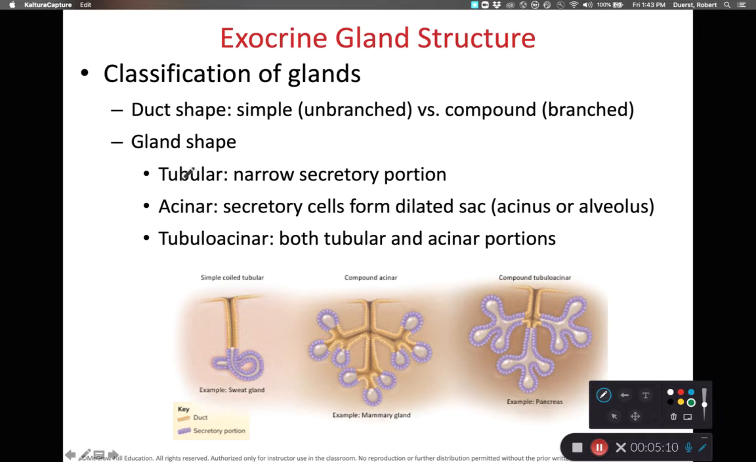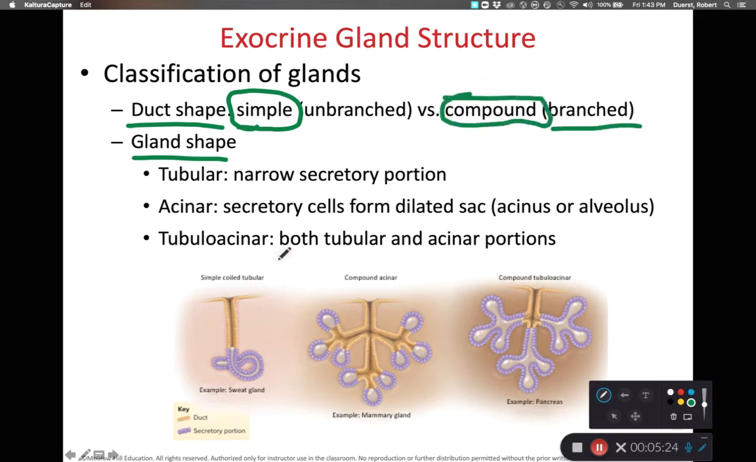As we look at our exocrine glands, we can classify them based on the shape of the duct and the shape of the gland. If this duct is unbranched, we refer to it as a simple duct, and if it has branches, we refer to it as a compound duct. So here's a simple duct, here's a compound duct with branches. So we have two compounds in the middle and on the right, and then one simple over on the left. We also can name the glands based on their shape.